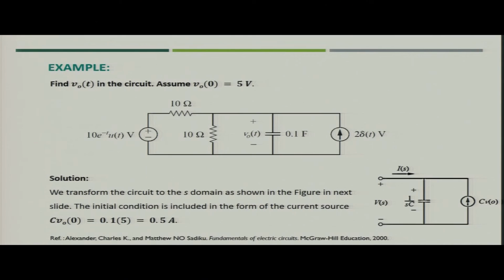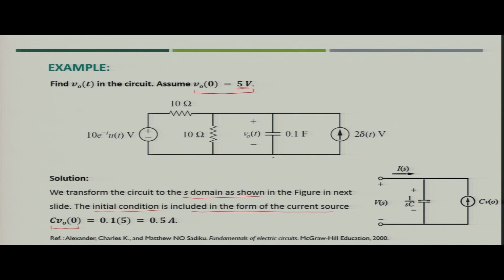Now, let us see another case when you have the initial condition, that is voltage V across the capacitor, and the value is 5 volt. So, we will first transform the circuit into the S domain. We will see the complete circuit in the next slide, but we first have to see that the given initial condition will have the current source C V naught, because all of these are connected in parallel, which means Kirchhoff's current law would be the most suitable option.